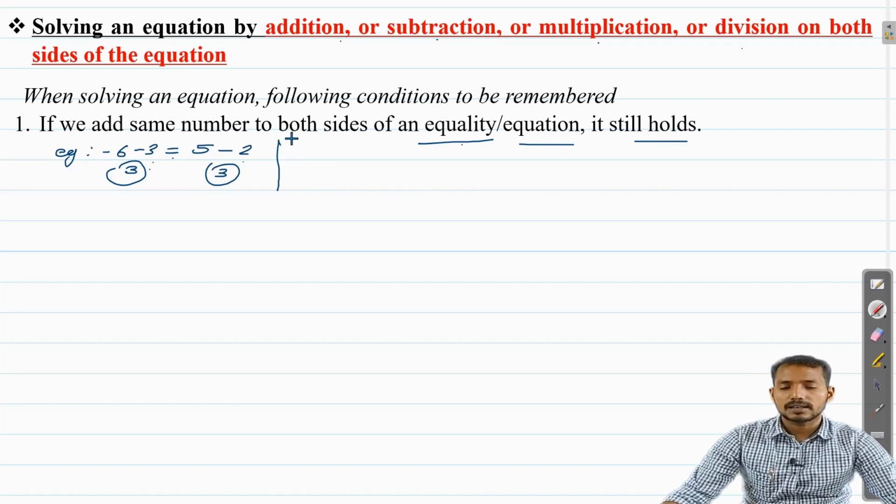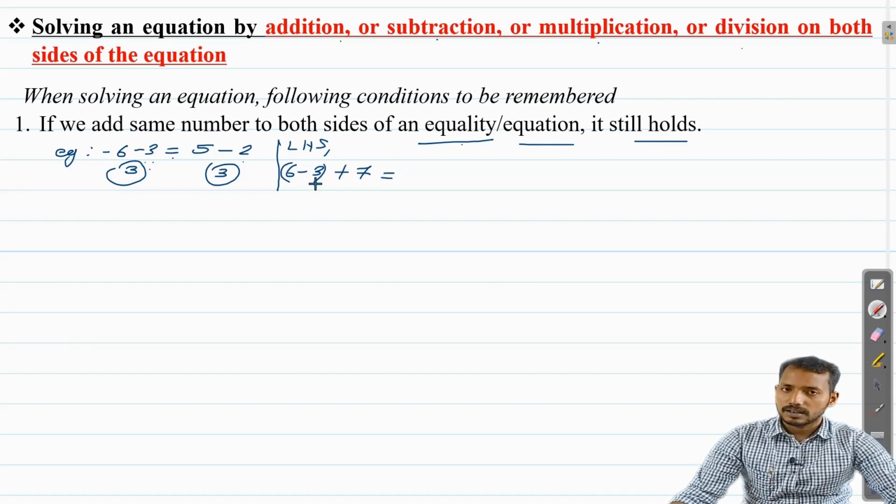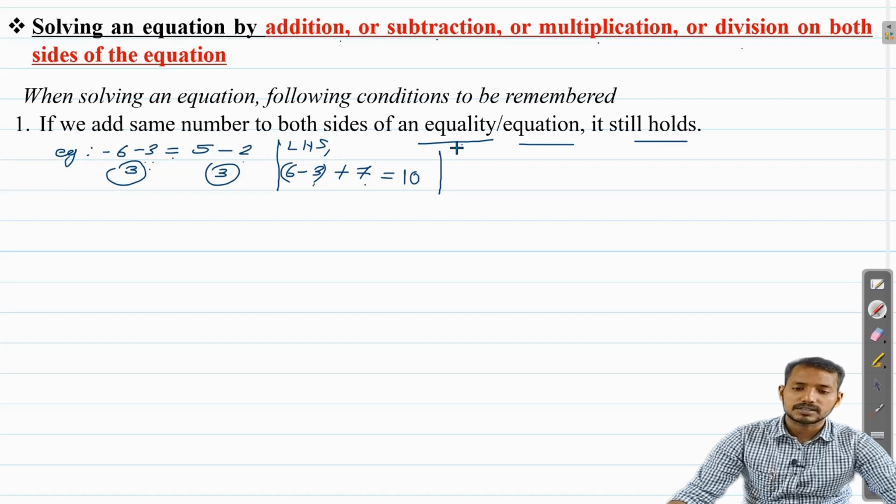So I am going to add the same number on both sides of this equality. First I am going to add to LHS. In case of LHS, I am going to add 7 to 6 minus 3. 6 minus 3 plus 7, which is equal to 6 minus 3 is 3, 3 plus 7 is equal to 10. Clear. Now I am going to add the same number 7 to the RHS of this equality.